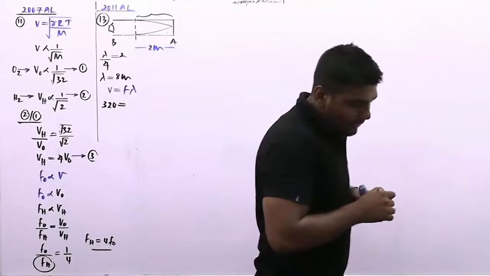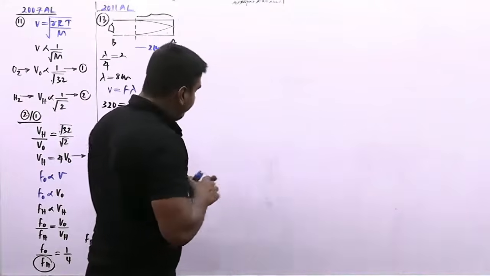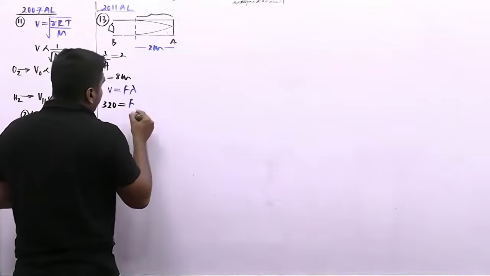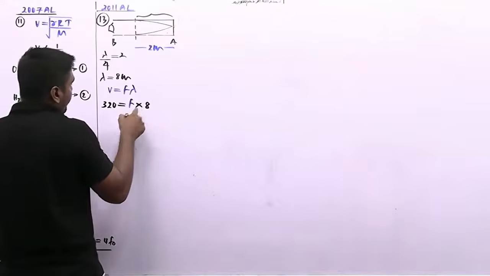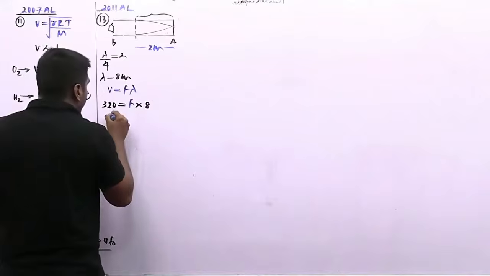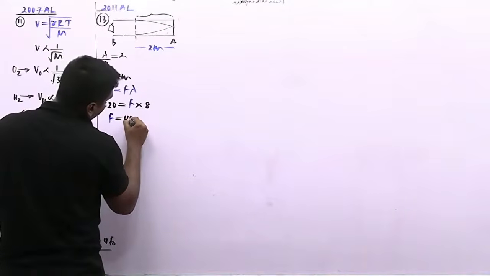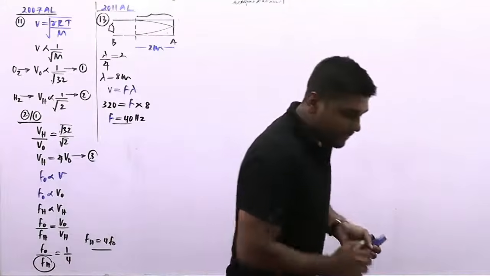They are asking us to find what frequency? The frequency of the sound emitted by the speaker. I want to find the frequency, simple. The wavelength I found is 8 meters, therefore the frequency is 320 over 8, which is 40 hertz. The frequency must be 40 hertz.